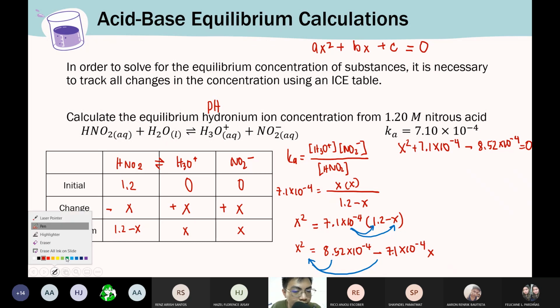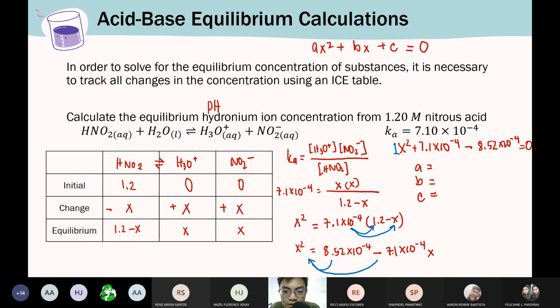And then what? Now, you identify what are the A, the B, and the C. So, ano si A, ano si B, ano si C. As I said last time during our lecture, kung ano coefficient ni x square, yun yung A. Okay? So, 1 lang yan. Kapag wala nakalagay, 1.